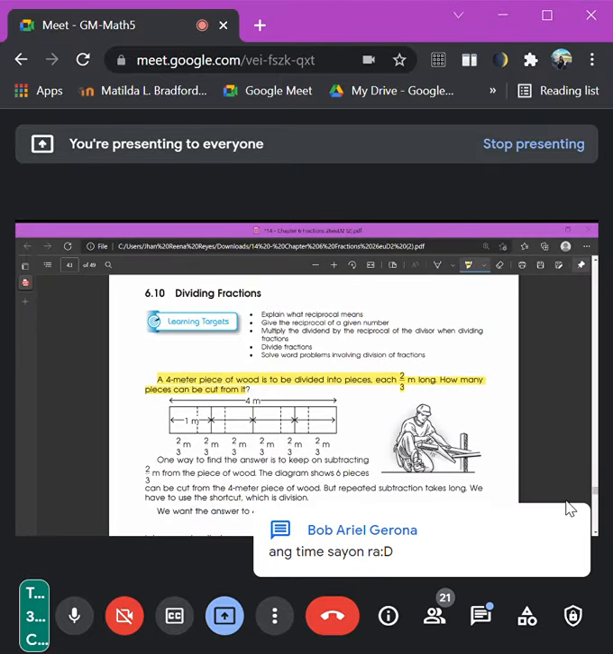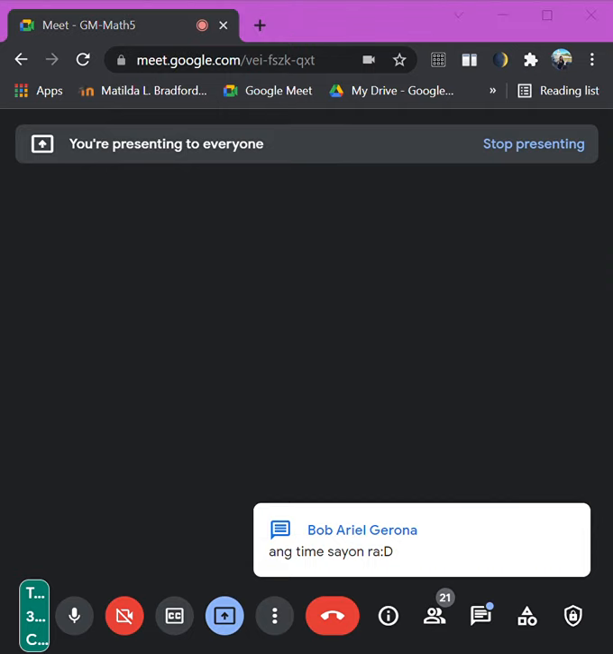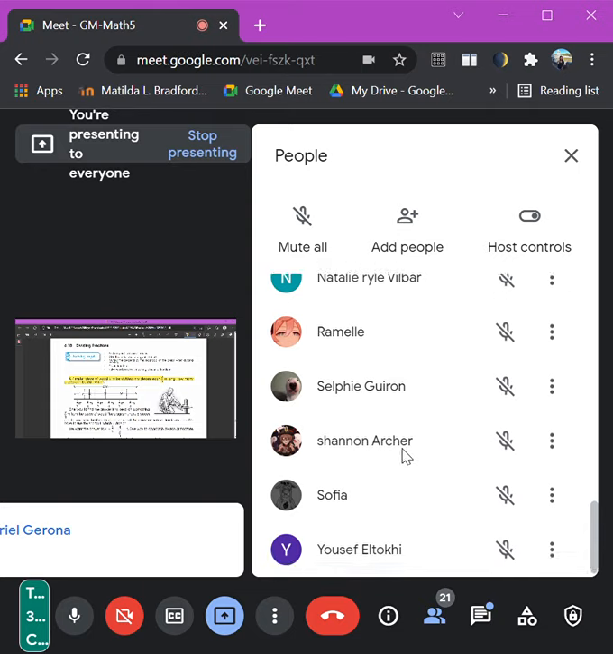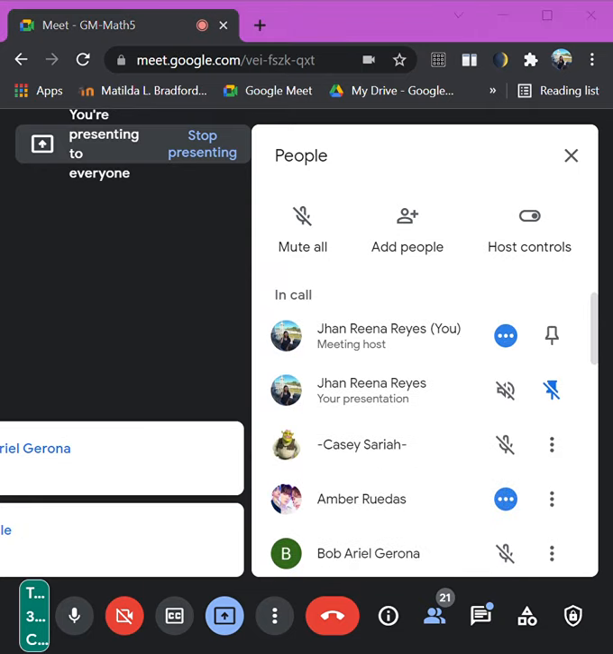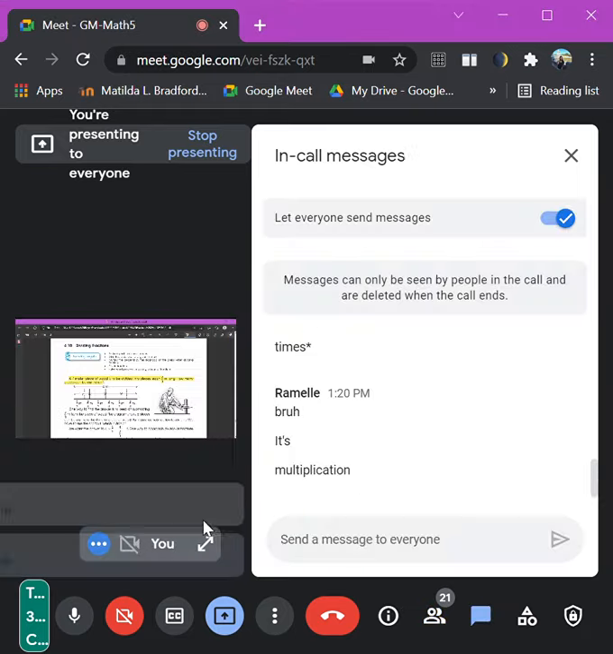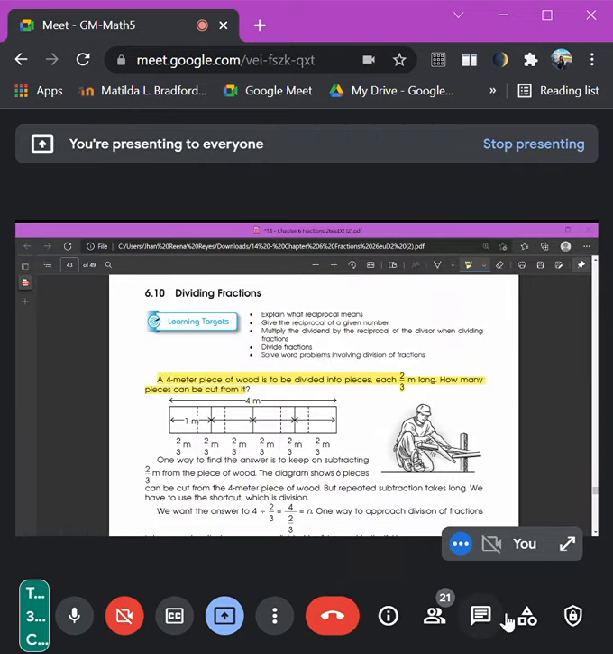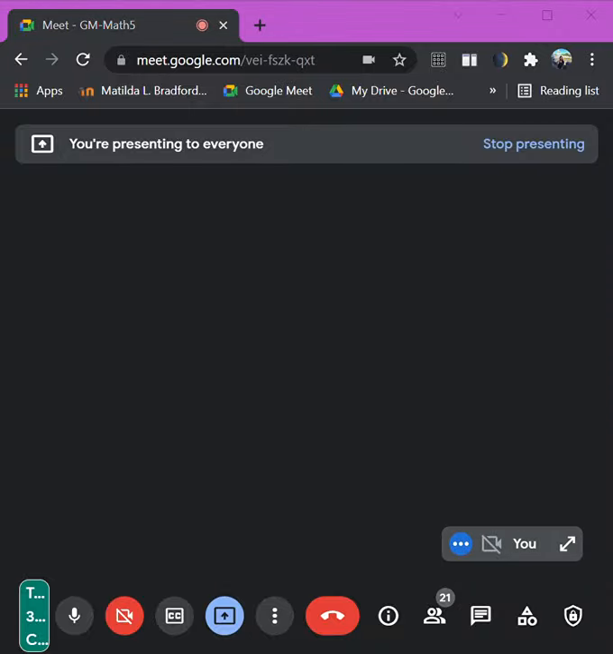A 4-meter piece of wood is to be divided into pieces. Each is 2/3 meters long. How many pieces can be cut from it? Okay, so thank you for that, Julia. So you have there a 4-meter piece of wood is to be divided into pieces. So each 2/3 meters long. How many pieces can be cut from it?